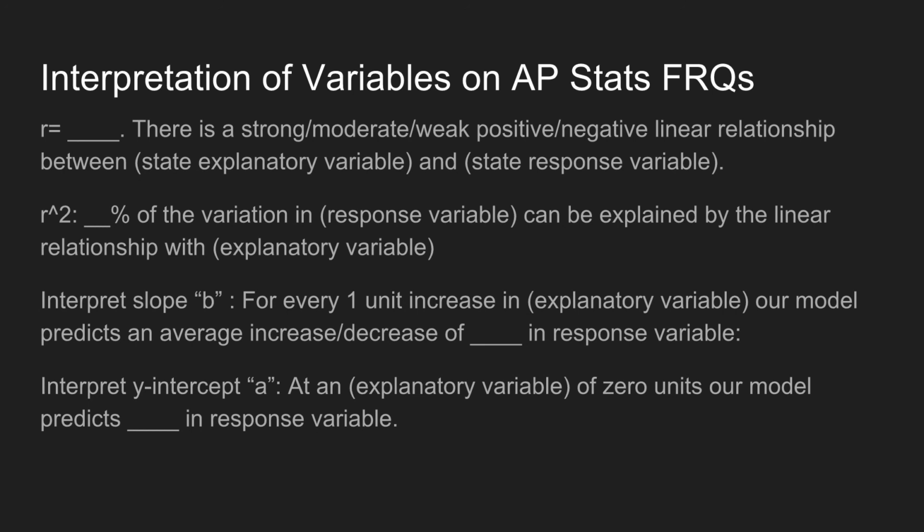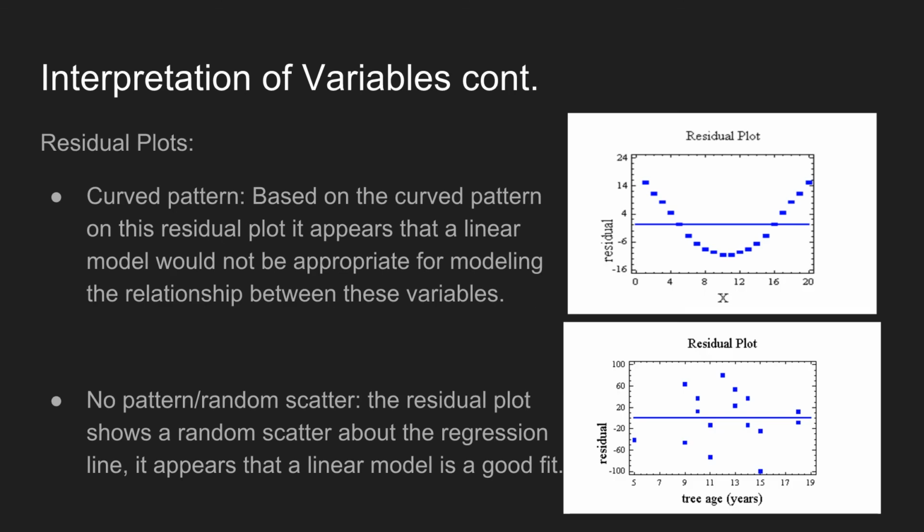For interpreting the slope, you would say for every 1 unit increase in the explanatory variable, our model predicts an average increase or decrease of whatever the number is in the response variable. For interpreting the y-intercept a, you would say at an explanatory variable of 0 units, our model predicts whatever the number is in the response variable. Another part of interpreting the variables is interpreting the residual plots. There are two kinds, the curved and the no pattern plots. For each different pattern, you would want to write down what's on the presentation here to best fit the AP exam's criteria.